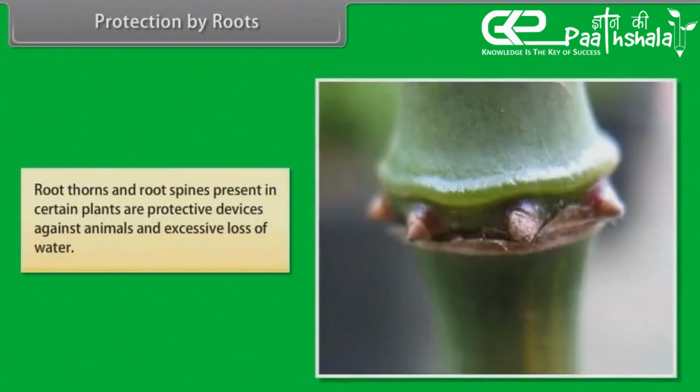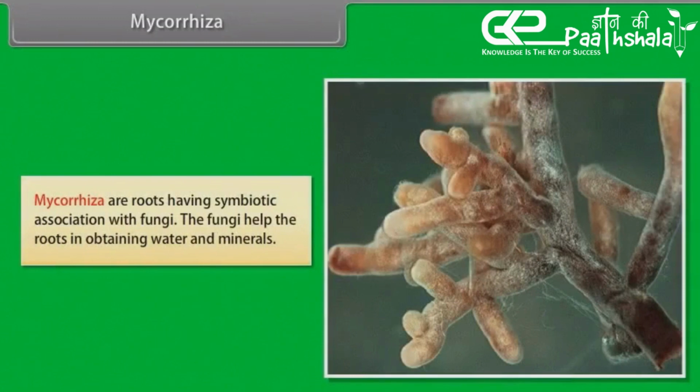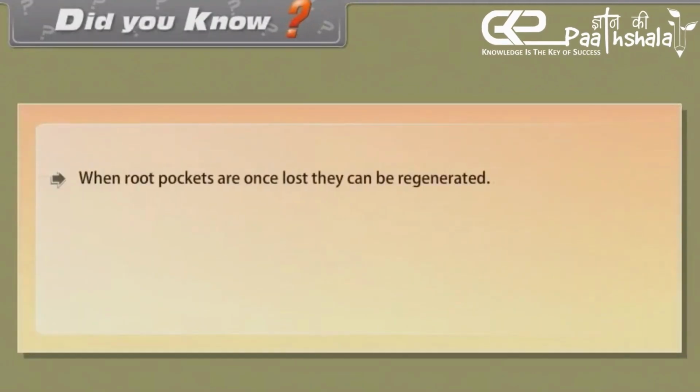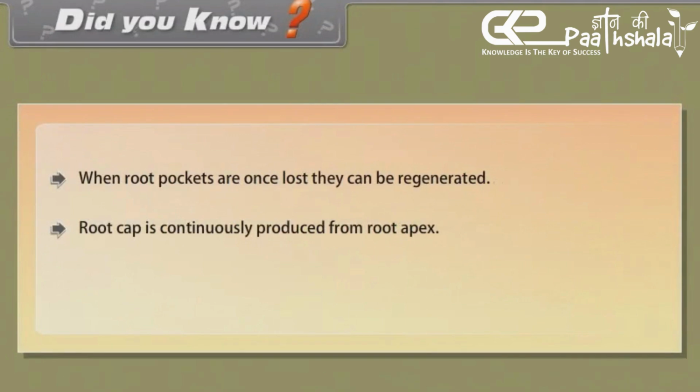Protection by roots: root thorns and root spines present in certain plants are protective devices against animals and excessive loss of water. Mycorrhiza: mycorrhiza are roots having symbiotic association with fungi. The fungi help the roots in obtaining water and minerals. Did you know? When root pockets are once lost, they can be regenerated. Root cap is continuously produced from the root apex. Podostemon is made up of only roots.